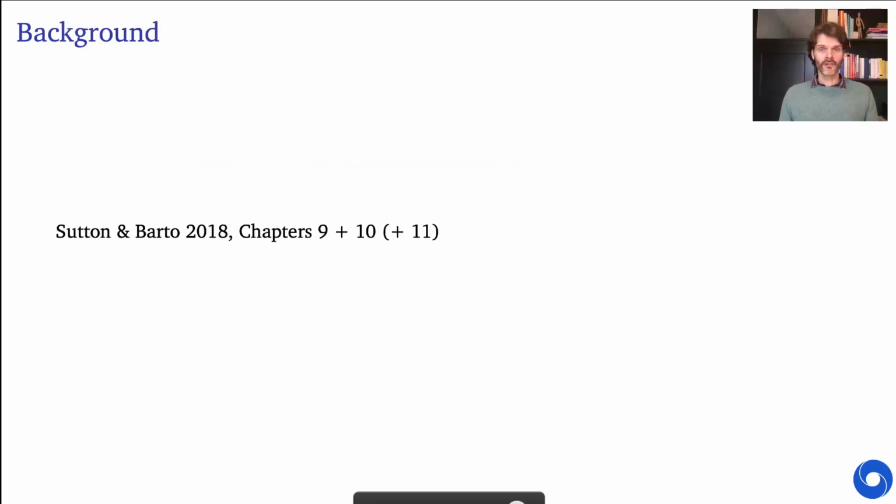In terms of background material, chapters 9 and 10 from Sutton and Barto are highly recommended, and we'll cover some material that's captured in chapter 11 as well.